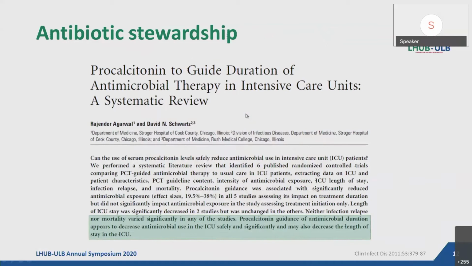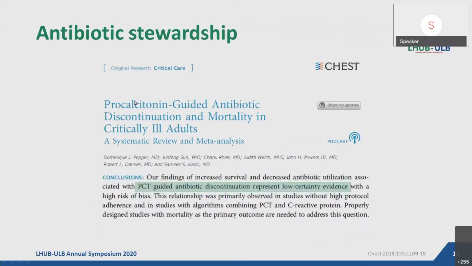This is an example of the economic study of the interest in antimicrobial therapy use, showing indeed that the length of stay will be decreased and the exposure to antibiotics will be decreased, with, of course, a good interest for the patients and the institution. But more recent reviews, like this meta-analysis, demonstrate that there is low certainty evidence, and that especially on the basis of mortality, more studies and well-performed protocols should be made.